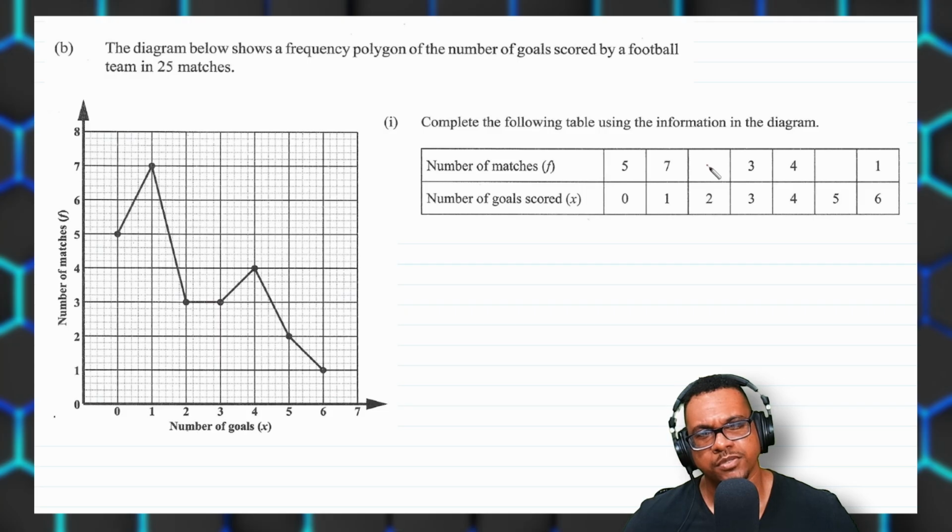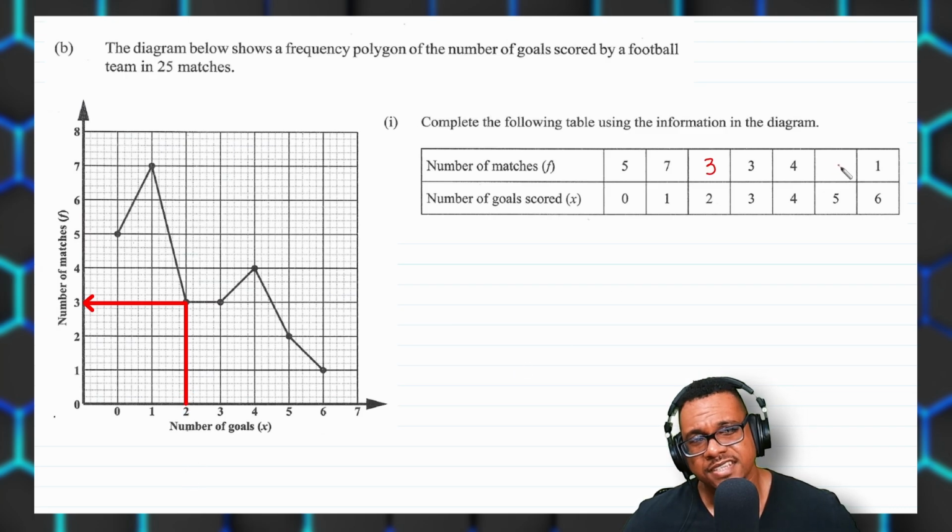So then what's supposed to be the number of matches when the number of goals scored is 2? So coming down here where the number of goals scored is 2, and let's draw a line. We'll touch here and then go across here. And this will be your answer. So the number of matches will be 3 when the number of goals scored is 2. So therefore the number of matches will be 3.